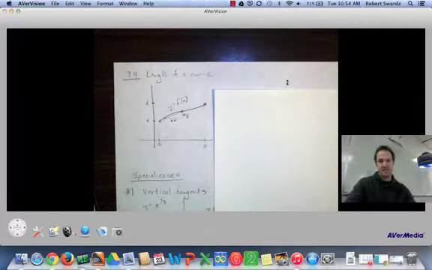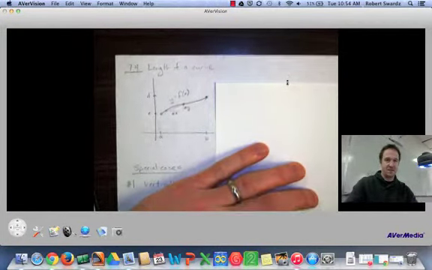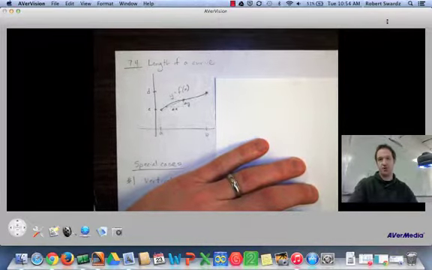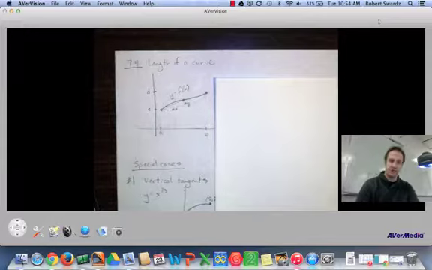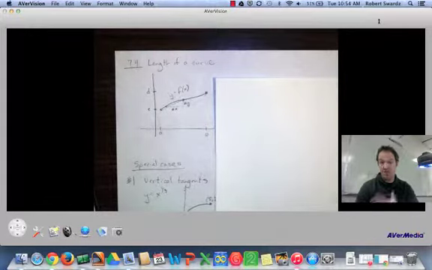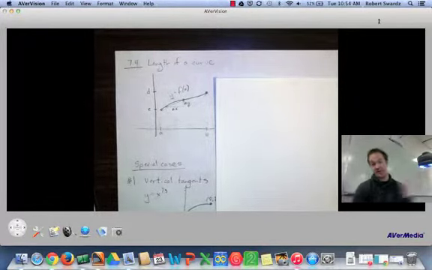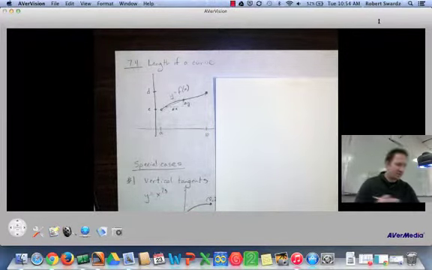Hi there everybody. This is a video about how to find the length of a curve. If we get a straight line, finding its length is super easy. All it requires is the Pythagorean theorem or the distance formula, which is based on the Pythagorean theorem anyway. But if it's a curve, it's a little bit trickier.